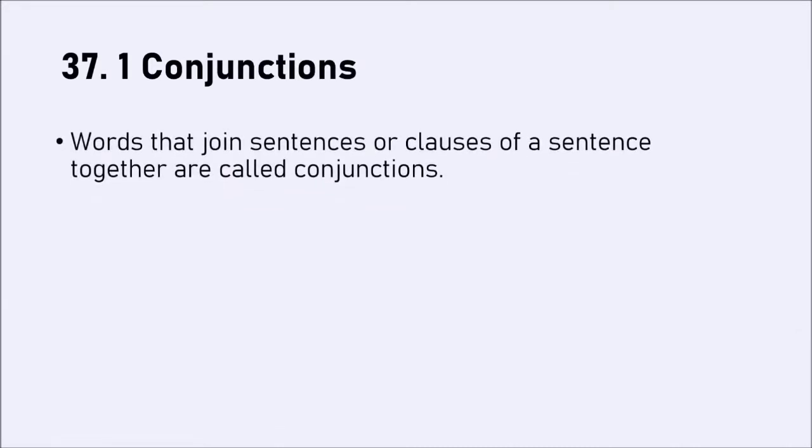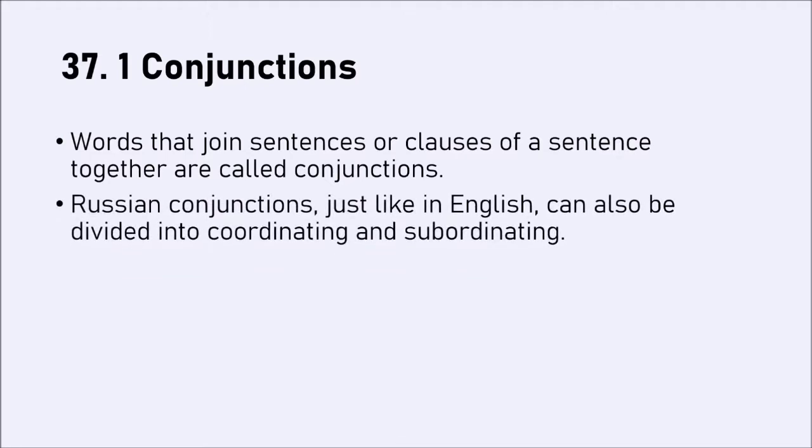So just as a reminder, conjunctions are words that join sentences or clauses of a sentence together. Sometimes they're referred to as connectives, but in the world of grammar, we usually say conjunctions. That's more correct, let's say. And Russian conjunctions, just like in English, can be split into categories, and we do also call them coordinating and subordinating. What those are, you'll see in just a moment.